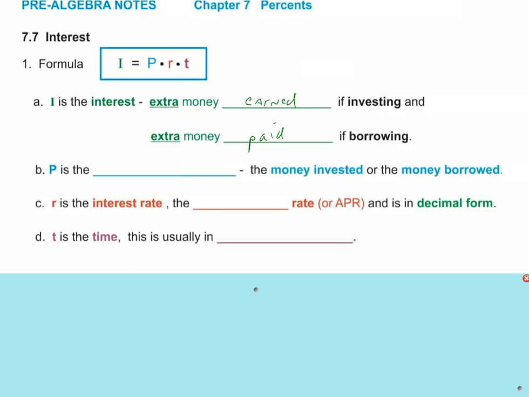So interest, extra money earned if you invest, that's to your favor. Extra money paid or owed if you borrow, that's against you. It costs you extra. P is called the principal. And it's spelled the same way as the principal of a school, the P-A-L, principal. Because your principal's your pal, right? That's how you remember. P is called the principal. The principal is the amount of money you invest or the amount of money you borrow.